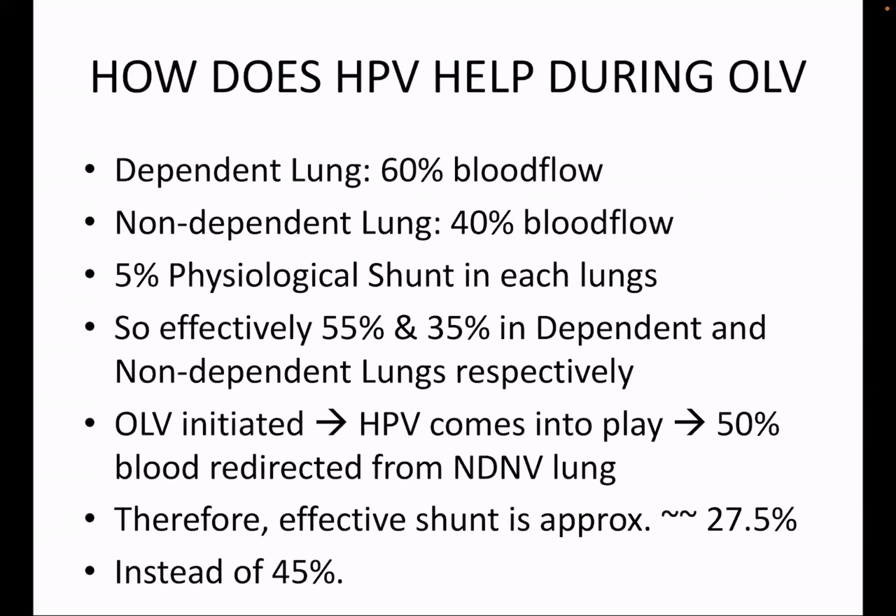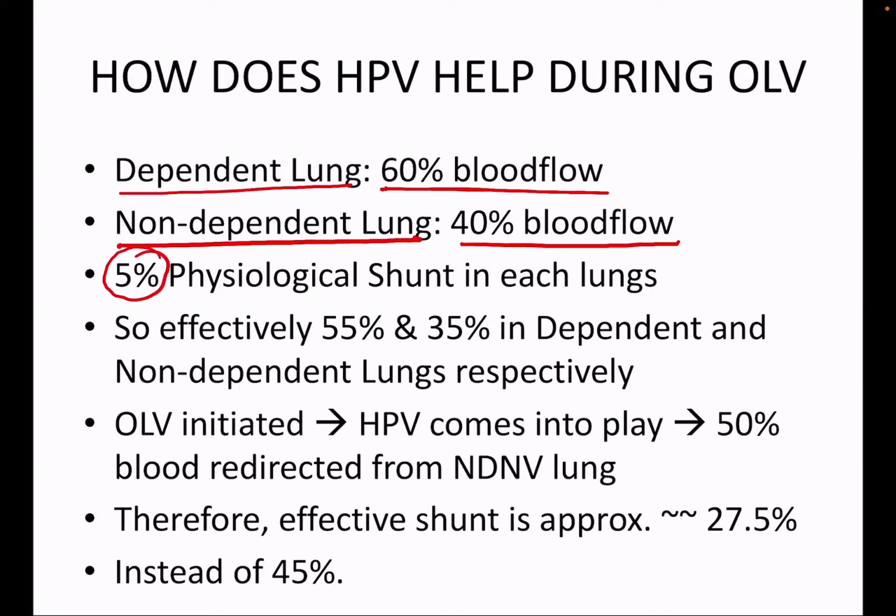So why I say this is, how does HPV help during one lung ventilation? In the dependent lung, normally 60% blood flow will be there. Non-dependent lung, 40% blood flow will be there. And mostly 5% physiological shunt exists in each of the lungs. So 55% is effective in the dependent lung and 35% effective in the non-dependent lung.